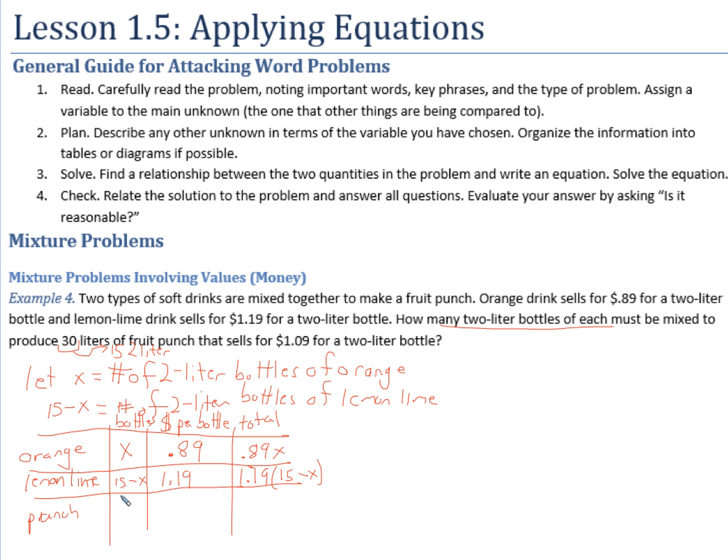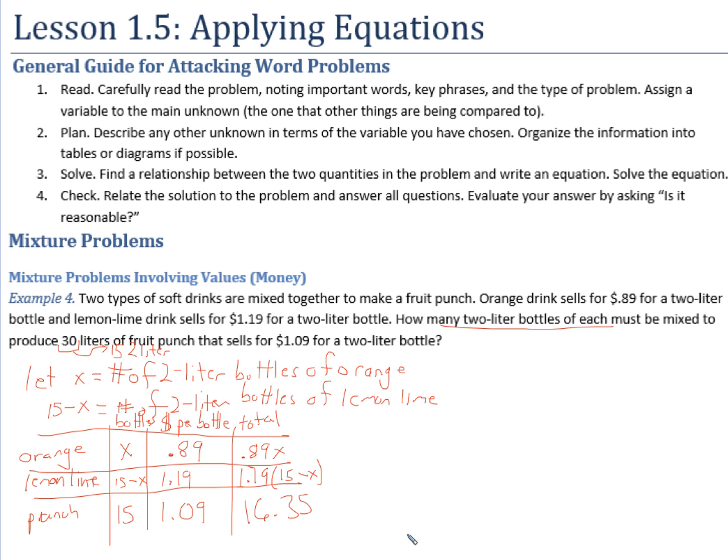Our punch, the actual fruit punch, we know this is going to be 15 bottles because we knew that up here. This is supposed to be $1.09 for the mix, the fruit punch. And so what's our total over here going to be? Well, that's going to be 15 times 1.09. So we have 15 times 1.09 gives us 16.35. So that's going to be the total cost.